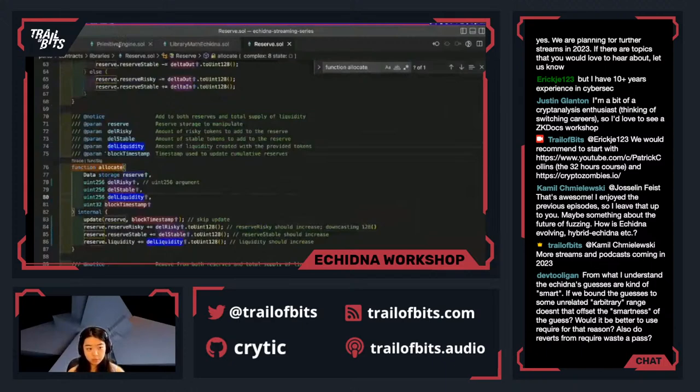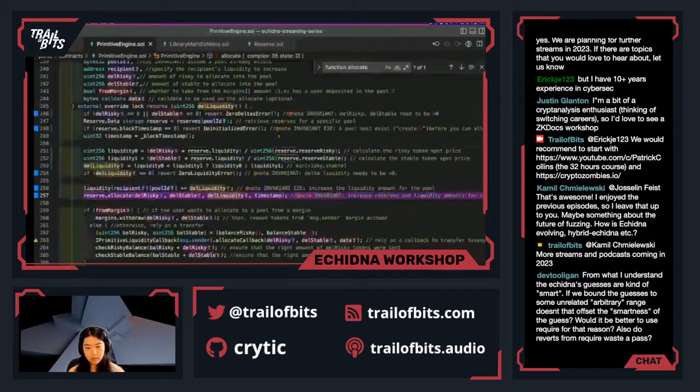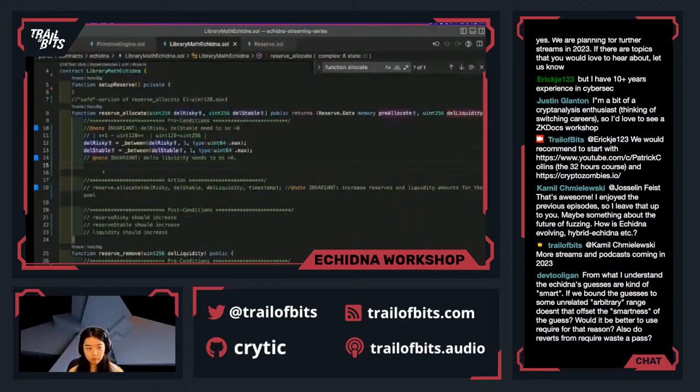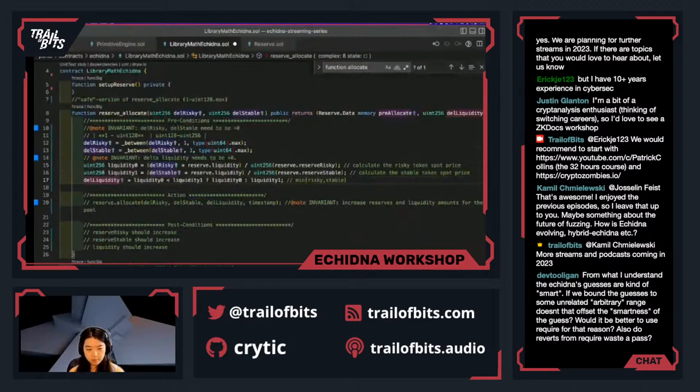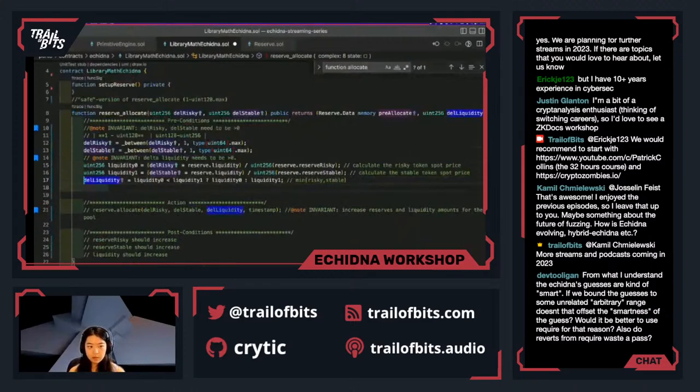So for that, we can just look at the engine. And this is where the minimum spot price, or the minimum price of the two tokens, comes in. So then we can just copy what was in the engine directly. The del liquidity is now just going to be exactly equal to what the engine provided.